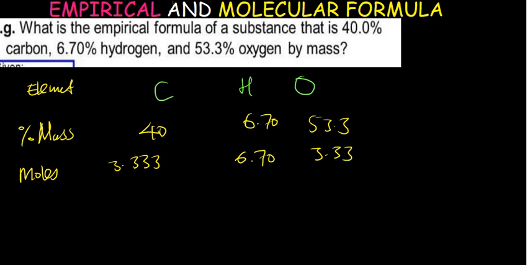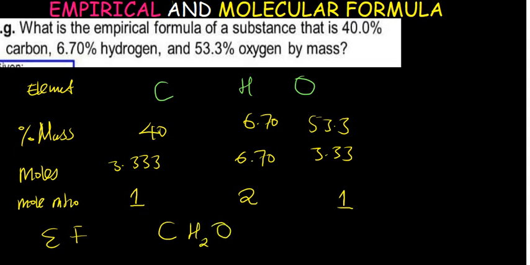So you see the mole ratio in this case, this value and this value, they are the same. That's the smallest. So you are going to divide everything by 3.33. If you divide 3.33 by 3.33, you get a 1. Even this side, you get a 1. If you divide 6.7 by 3.33, that will give you a 2 approximately. You can round off. So the empirical formula is going to be CH2O. This is the empirical formula for glucose, or let me just say for most of the monosaccharides like glucose, galactose.